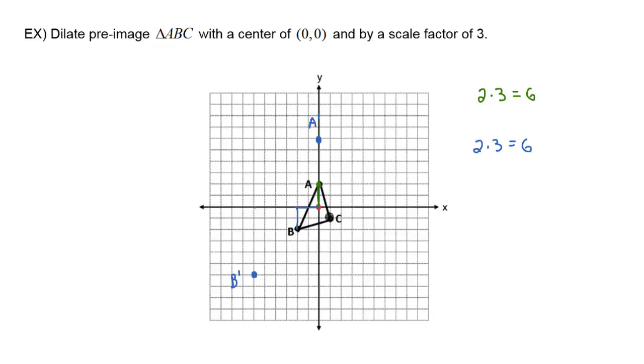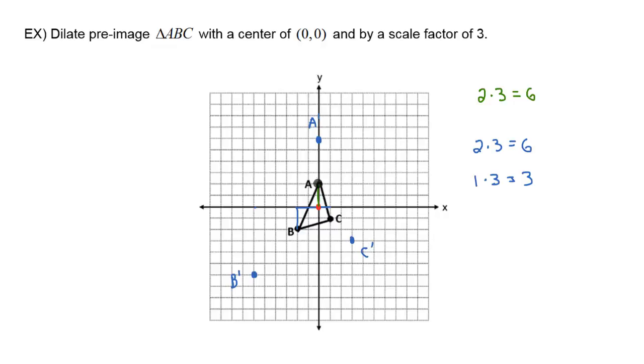And then lastly, we'll dilate point C. And as you can see, we went to the right once. And then we take that distance and multiply it by our scale factor, which is 3. That gives us 3. So then we're going to move to our right 3 times from our center to get C prime. And then we also had to move down once to get to C. So we're going to move down 1 times 3, that's going to be 3. So we also move down 3 times. So our C prime is going to be right here. Okay, mark that C prime.